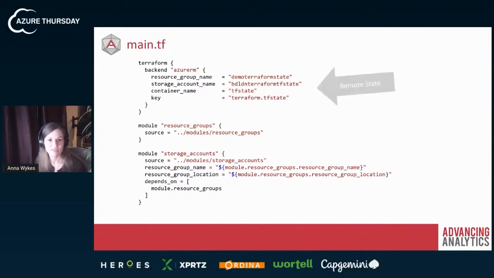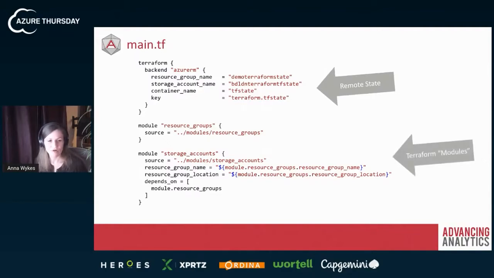And what we have here is, and we'll talk in more depth about state in a second, essentially, this is referencing an external state file. So your state file can be local or it can be remote. And this is where we're actually referencing a remote state file. And that state file is stored in an Azure blob container, essentially.